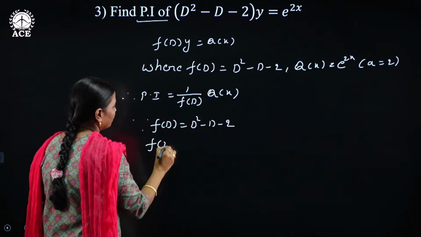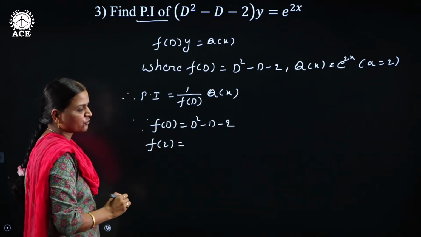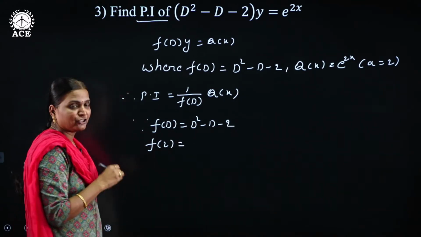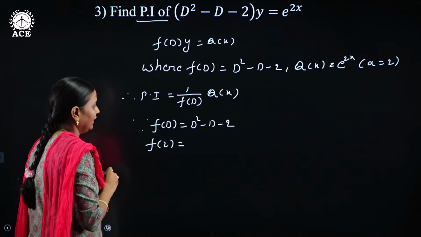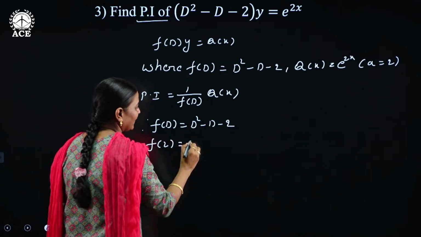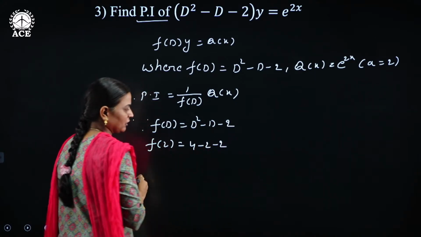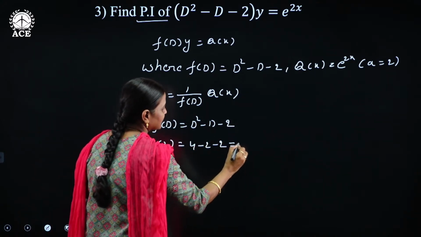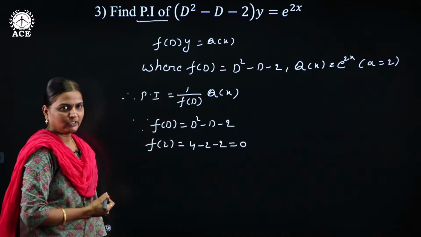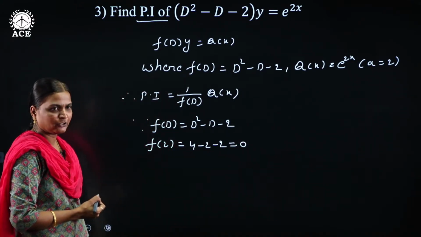And what is f of 2? Here the x coefficient is 2, so find the f of 2 value. Before writing the particular integral, check this condition. f of 2 is 2 square, which is 4, minus 2 minus 2. So 4 minus 4 is equal to 0.